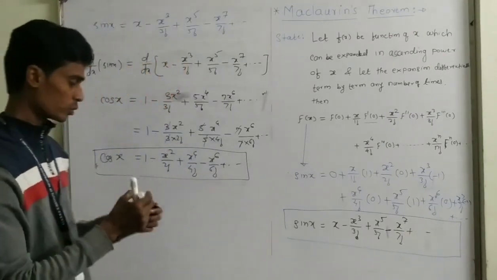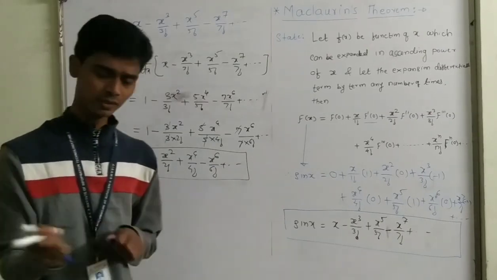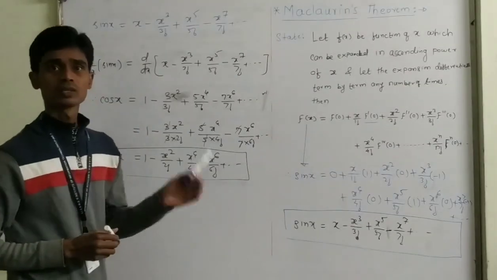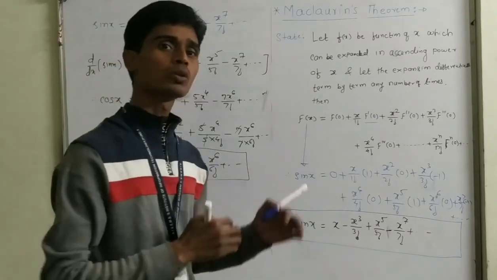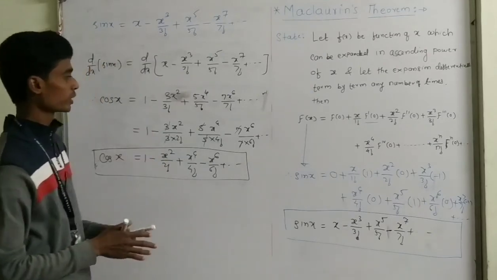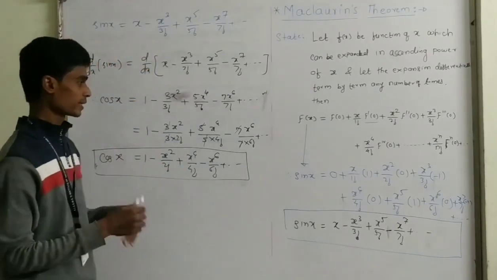Again I am saying, using a similar way find out the expansion of log 1 plus x, log 1 minus x, and 1 upon 1 plus x, 1 upon 1 minus x. Also the binomial expansion 1 plus x raised to n, similar way. Also tan x there. So clear? In this way find out the next expansions.